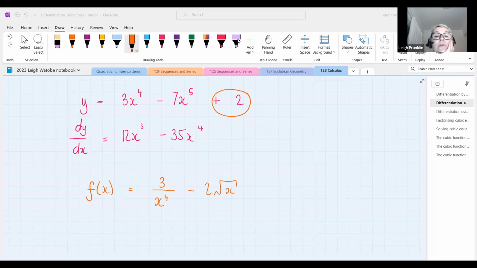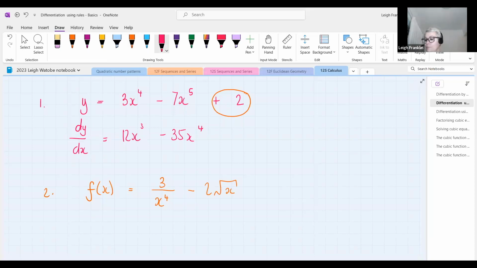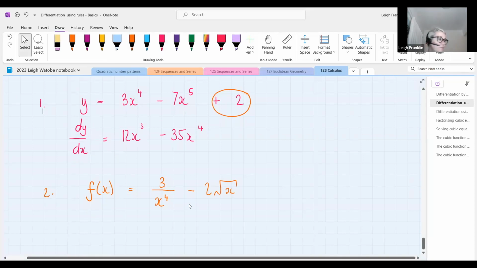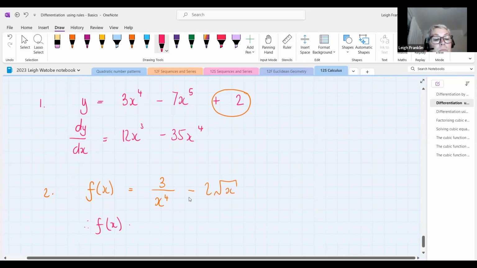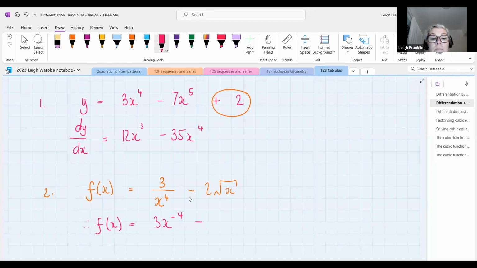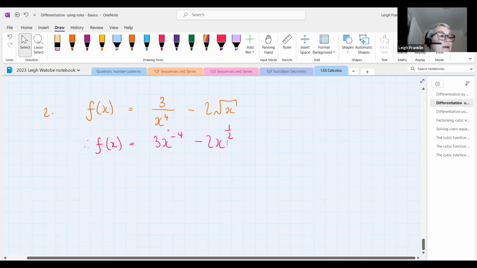Leanne, would you like to do this one for us? Yes, ma'am. Go for it. What do you think I should write? Ma'am, before we find the derivative, we have to change the fraction and the square root. So we'll have f of x is equal to 3x to the exponent negative 4. Good. x to the exponent half. Lovely. Well done.